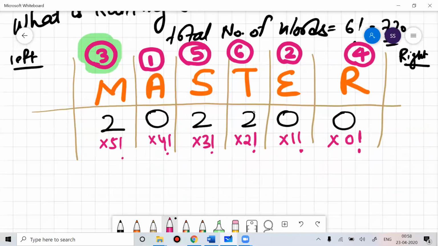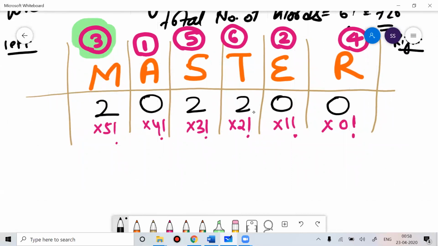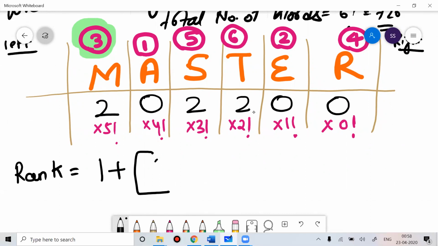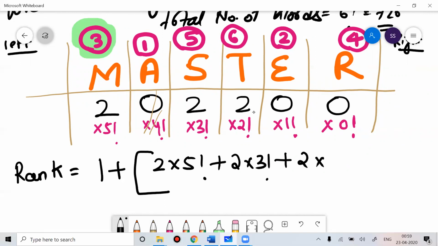Okay. Now what is your answer? Your answer would be the ranking of the word master. If you want the rank, your answer will be 1 plus. What is the answer you get? Do 1 plus on them. So your answer would be 1 plus 2 into 5 factorial plus. Anyway, 0 multiplied with anything is 0 only. Then 2 into 3 factorial. Then plus 2 into 2 factorial. Then again all are 0. So 0 with anything is 0 only. So this is your answer.